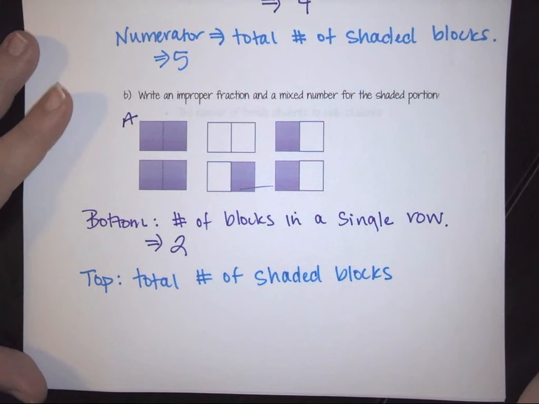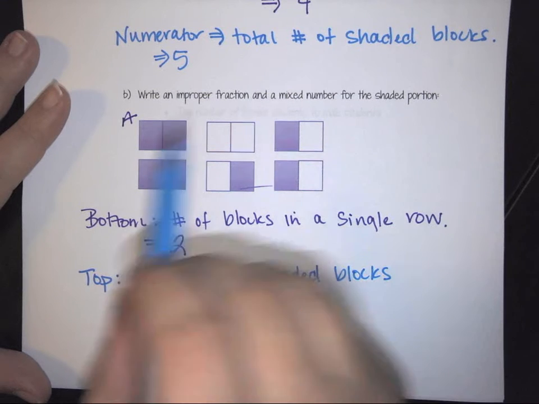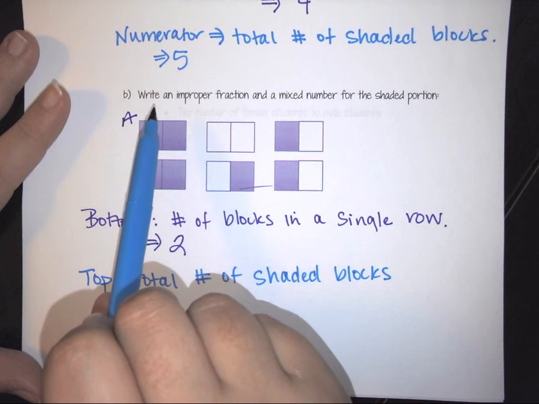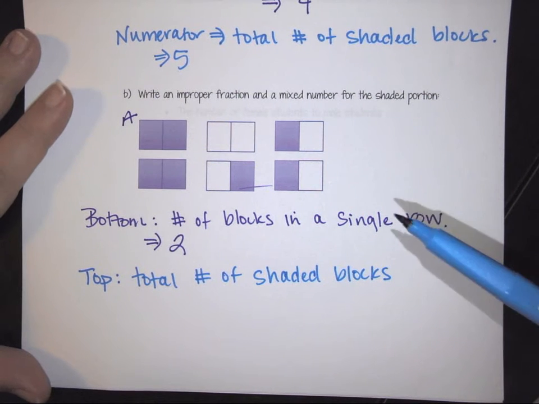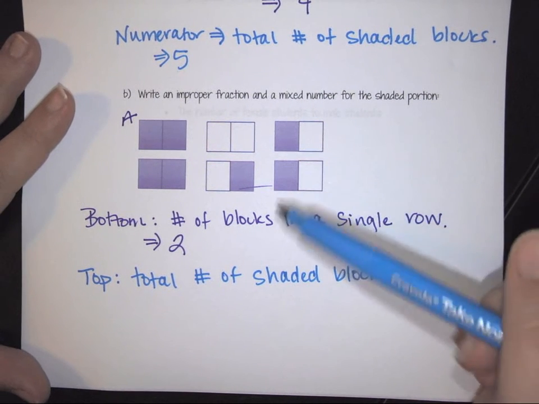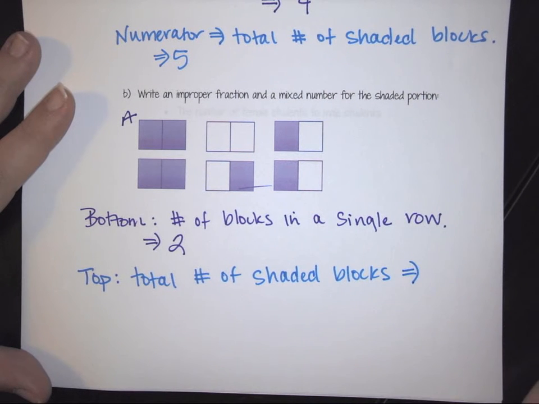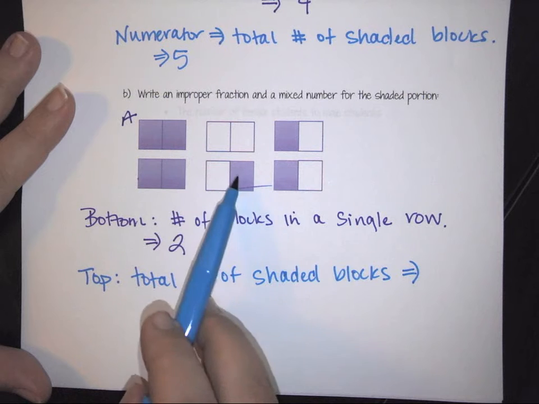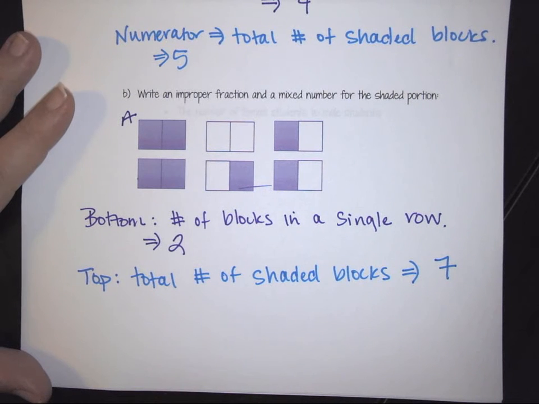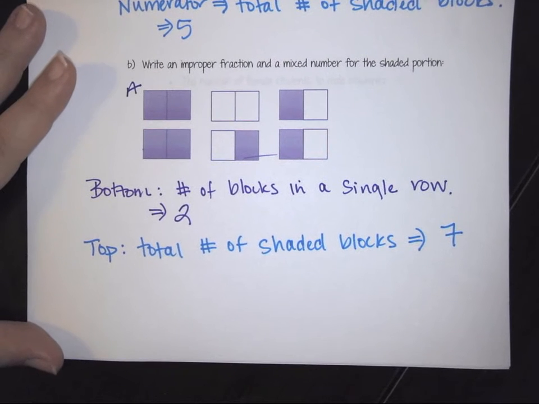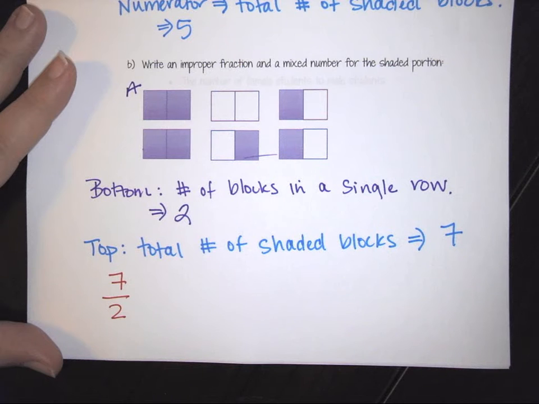Or the total number of whatever color you were told. So here we're talking about the shaded, and notice here we're asking to do both the improper and a mixed. And so here we want to see both. And so when I'm looking at the number of shaded blocks, I just simply have to count out the number of purples. So 1, 2, 3, 4, 5, 6, and 7. So that means my improper fraction is going to be 7 divided by 2.